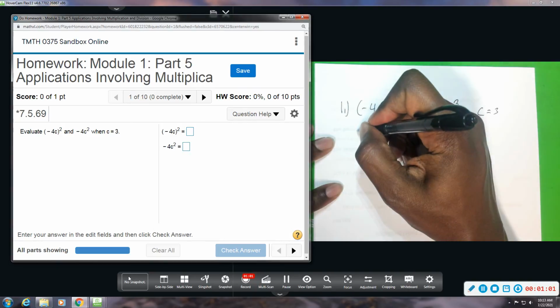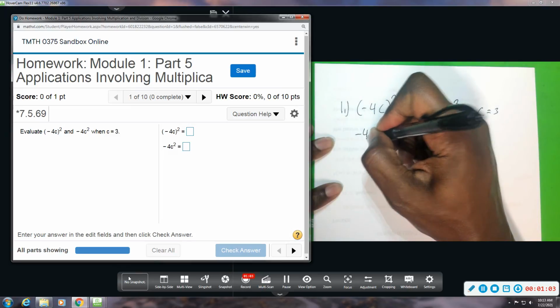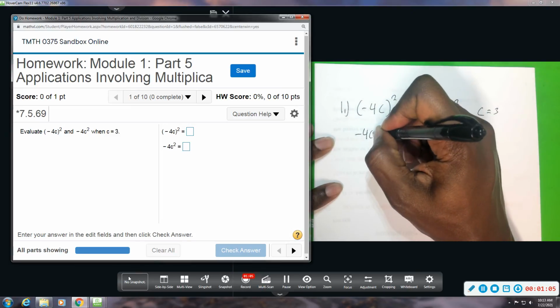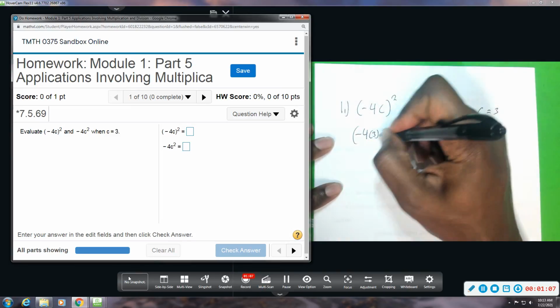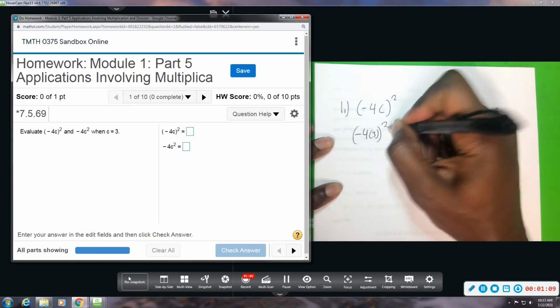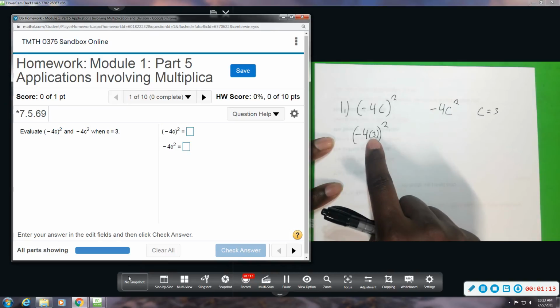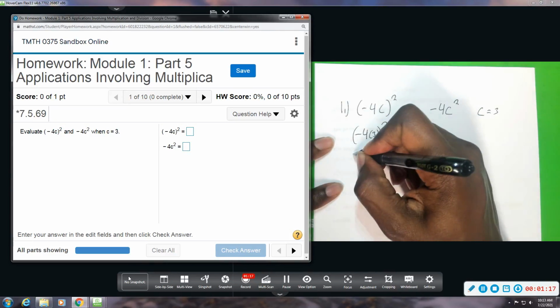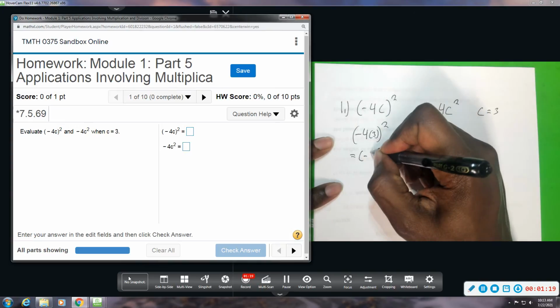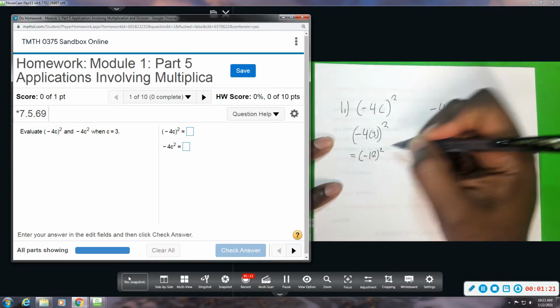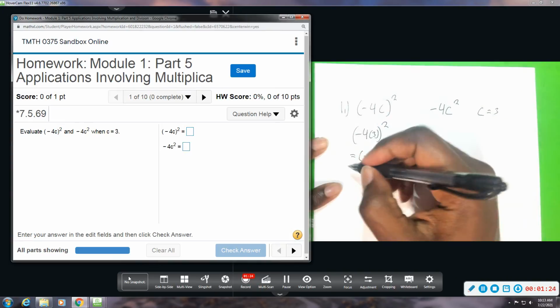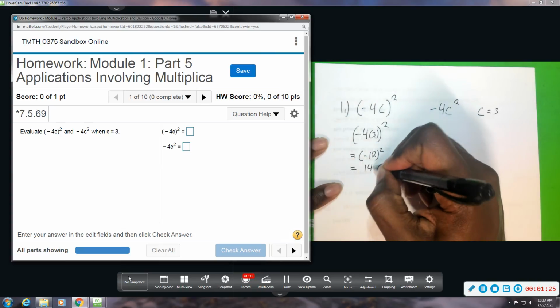So what we have here is negative 4 times 3. That's what that means. And then we're going to multiply those, and then we're going to square the result. So negative 4 times 3 is negative 12. And then we end up with negative 12 squared, and negative 12 squared will give us 144.